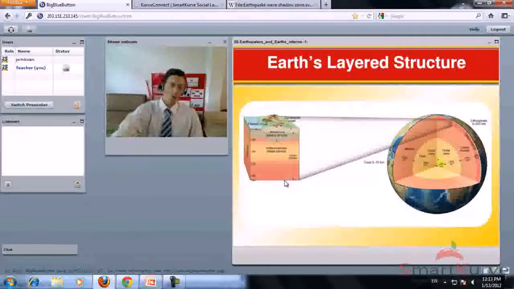So the best way to remember that is that as we go down, we go from liquid rock to solid rock, liquid metal, solid metal. So that upper mantle, liquid rock, lower mantle, solid rock, outer core, liquid metal, inner core, solid metal.